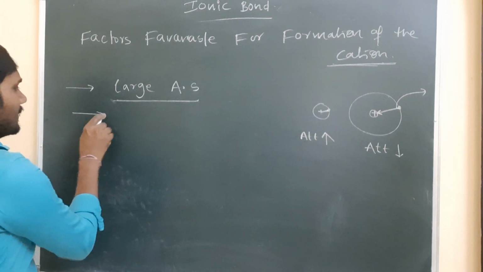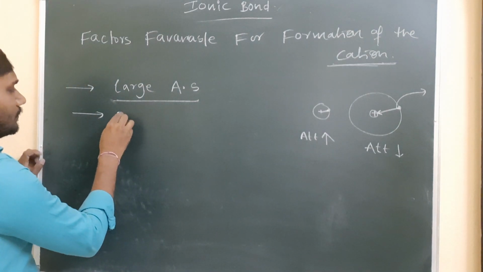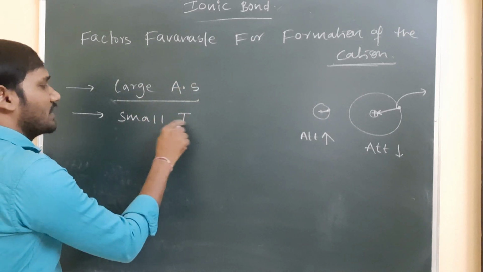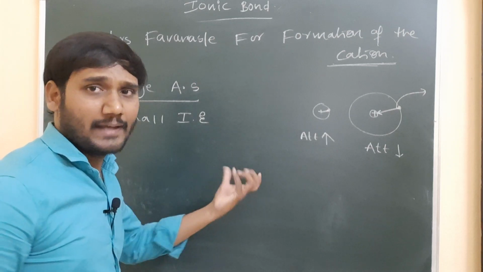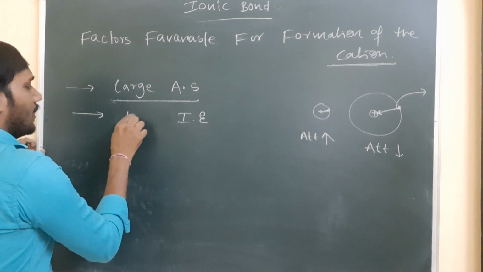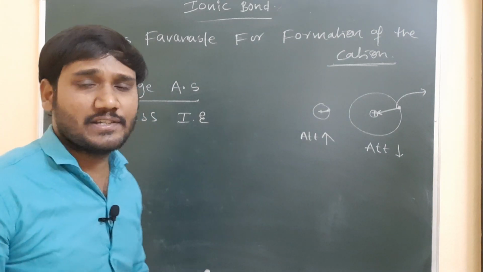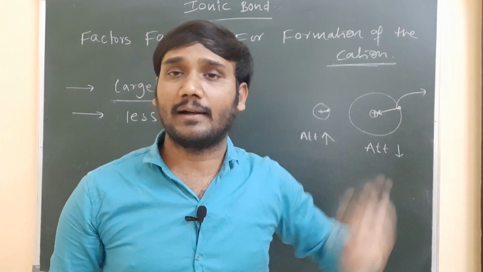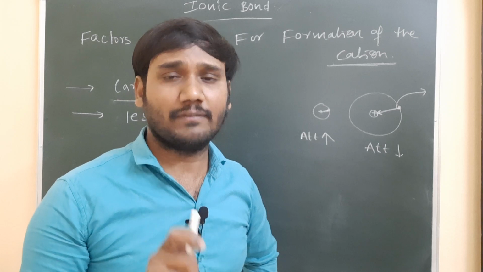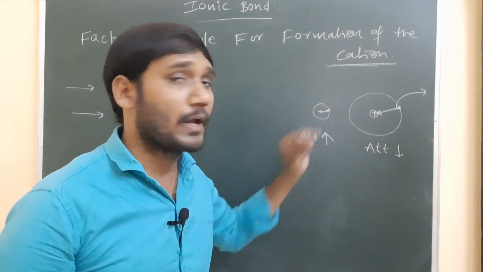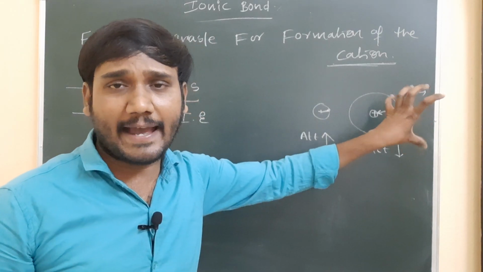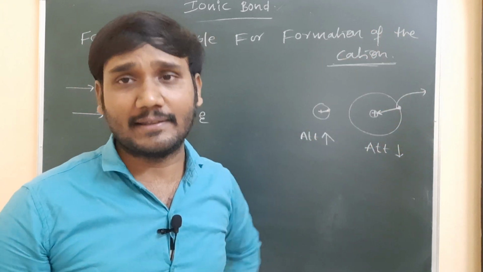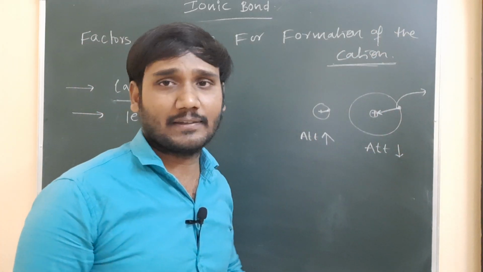And the second one is a small ionization energy, or less ionization energy. Ionization energy means what? The amount of energy required to remove the electron from the valence shell of a gaseous atom is called ionization energy. So if the size of the gaseous atom is more, we can remove the electron easily because the attractions are less.